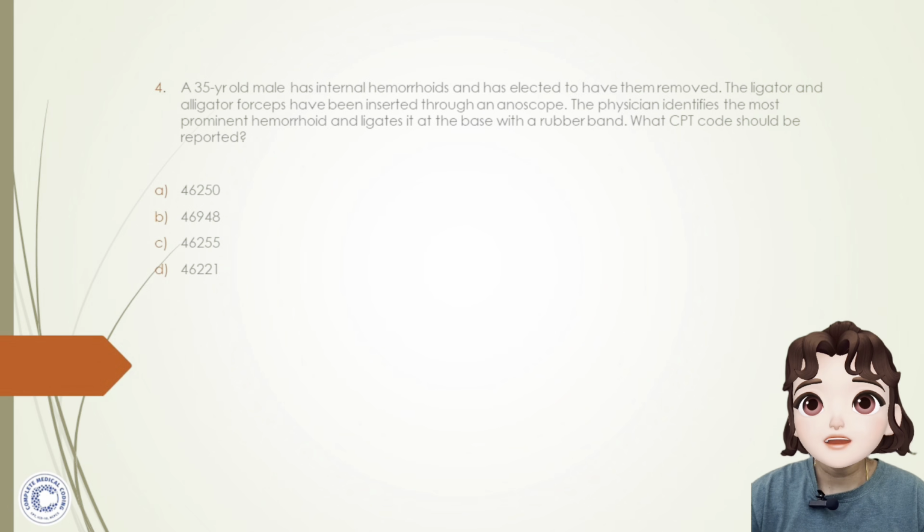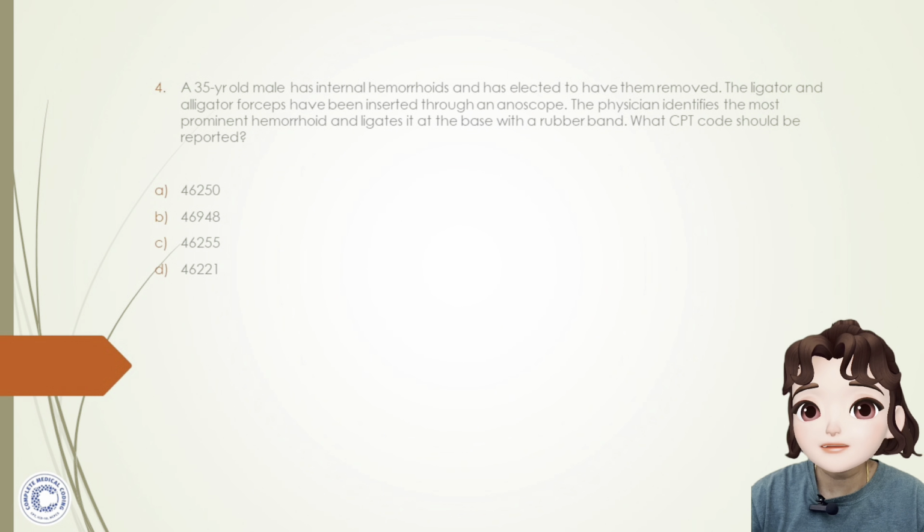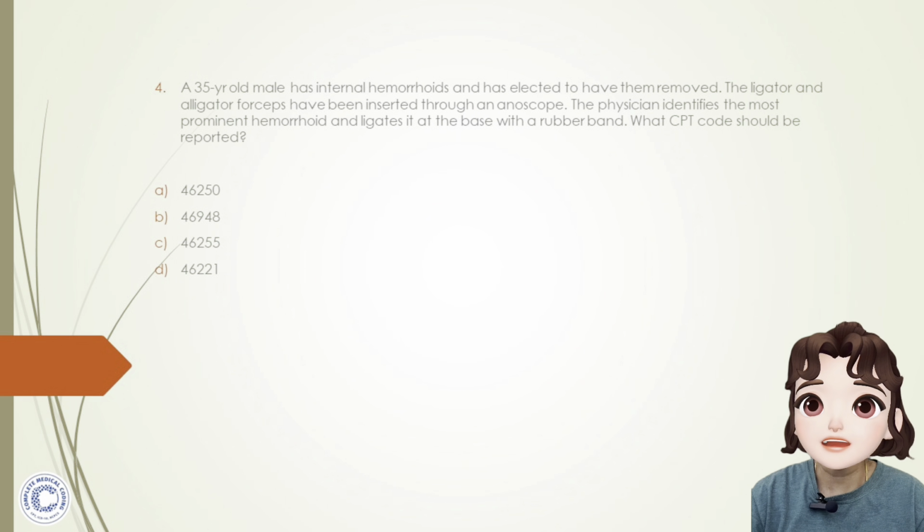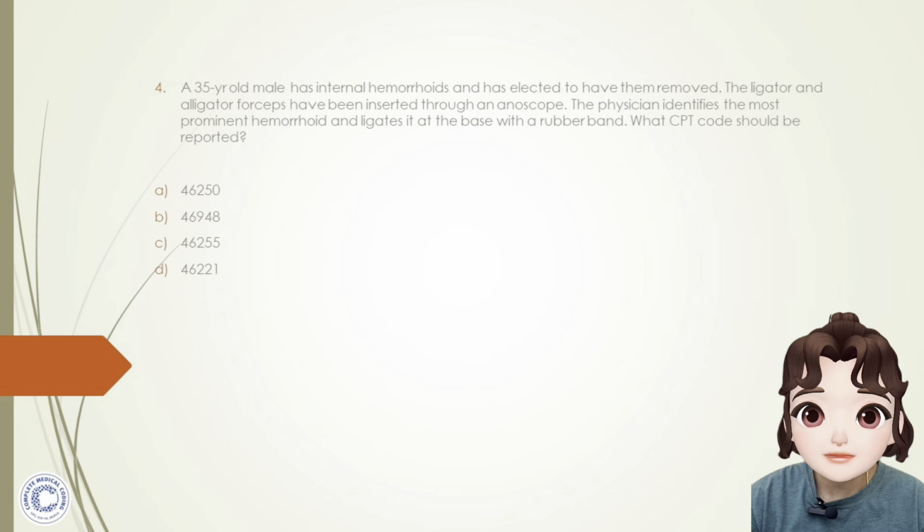Fourth question. A 35-year-old male has internal hemorrhoids and has elected to have them removed. The ligator and alligator forceps have been inserted through an anoscope. The physician identifies the most prominent hemorrhoid and ligates it at the base with a rubber band. What CPT code should be reported? 46250, 46948, 46255, 46221. This is a simple question. This is just removal of internal hemorrhoids. So let's directly move to the codes.